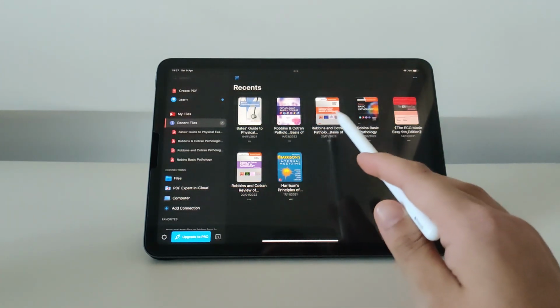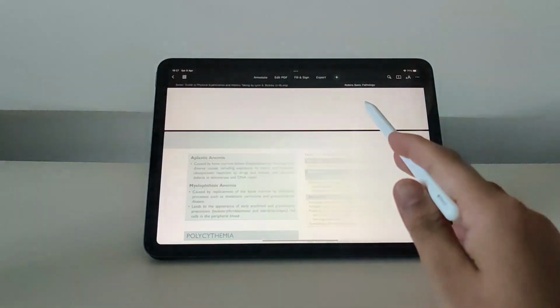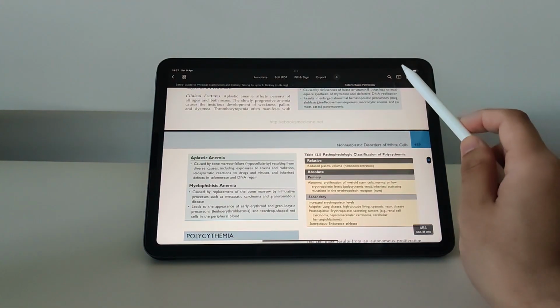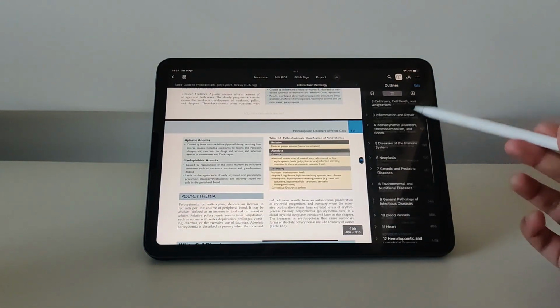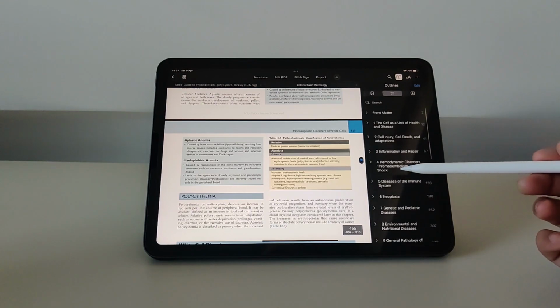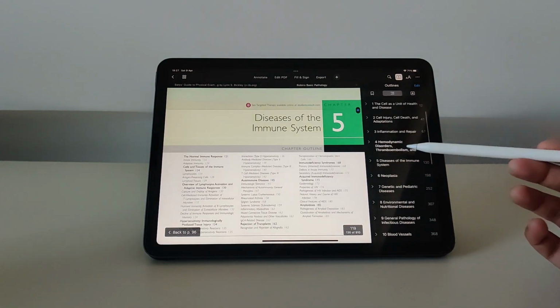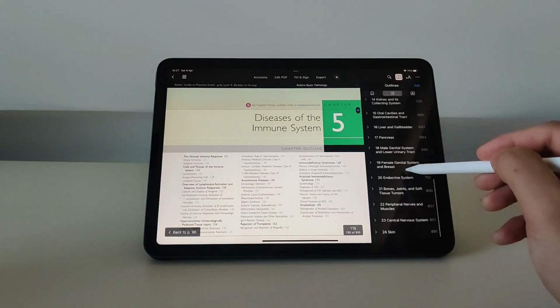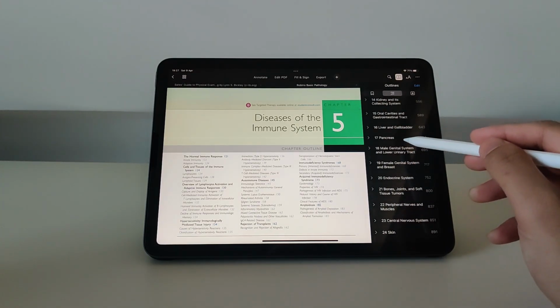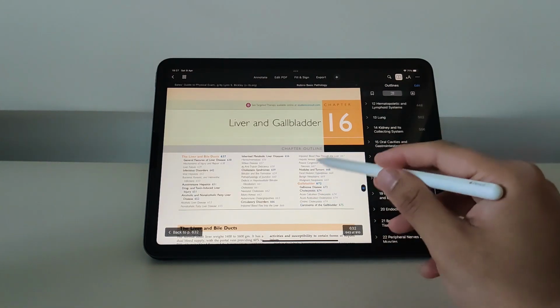You can get question banks and things like that, and this app is really useful because you can just open up a textbook and all the contents are highlighted, so I can go into any section, hemodynamic disorders, endocrine, bones, joints, whatever you really need, all split up.